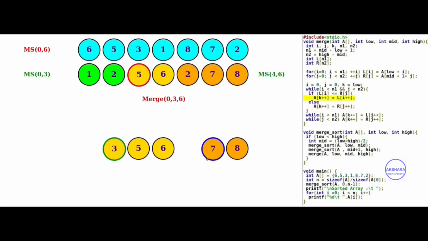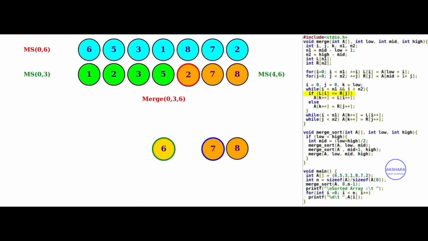Again L of I will be compared with R of J. L of I is smaller. L of I will be copied into original array. Both K and I will be incremented. Again L of I is smaller than R of J. So L of I will be copied into original array at the Kth index. Again I and K will be incremented.